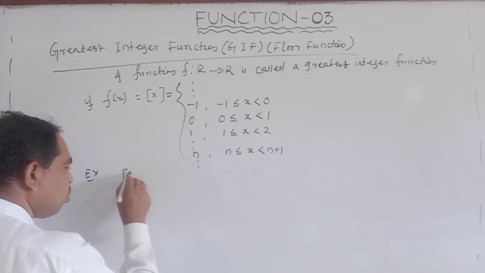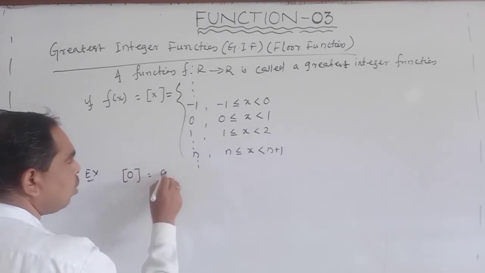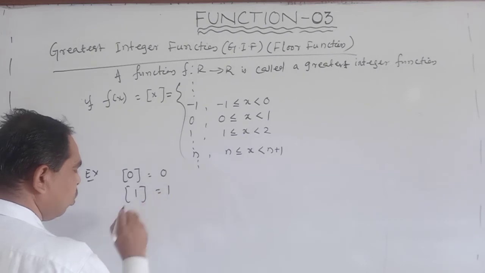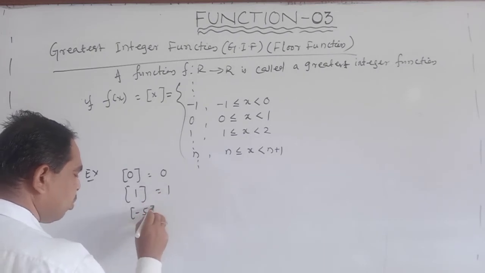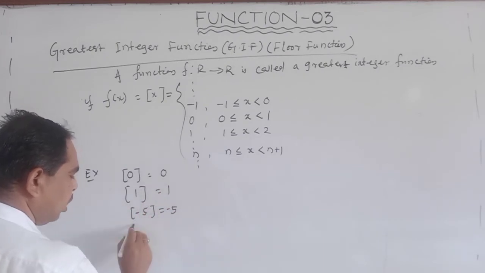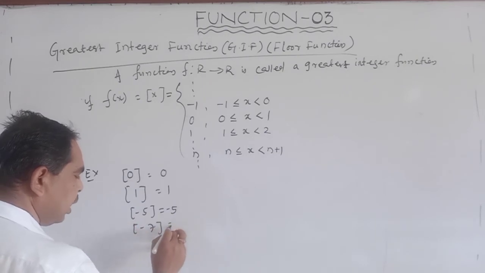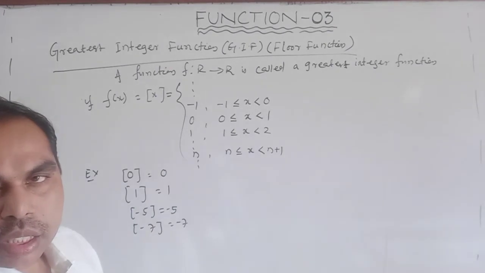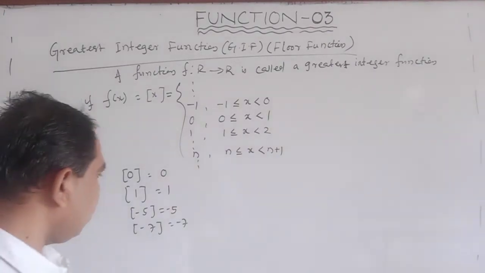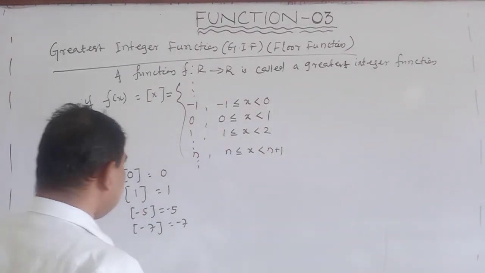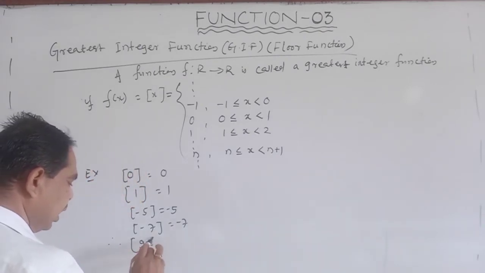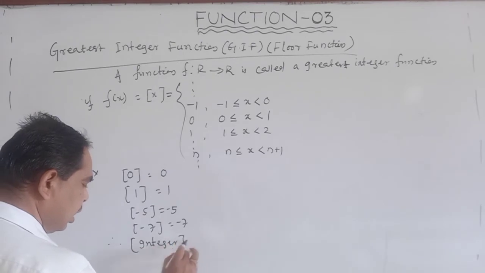Square bracket of 0 is equal to 0. Square bracket of 1 is equal to 1. Square bracket of -5 is equal to -5. Square bracket of -7 is equal to -7. Means square bracket of an integer is an integer. Therefore, square bracket of an integer is equal to the integer.